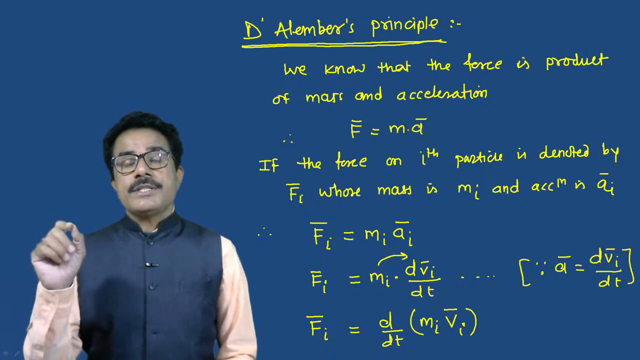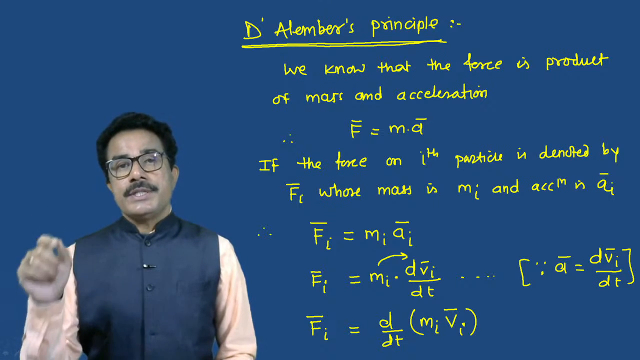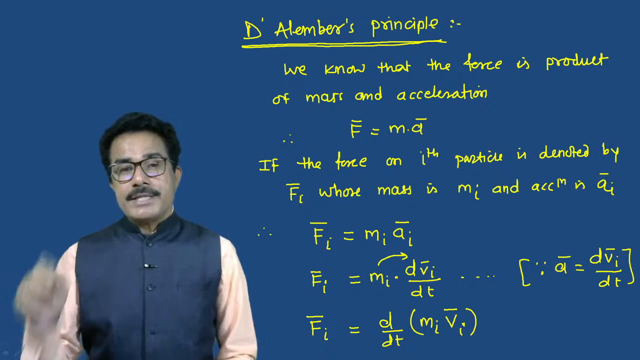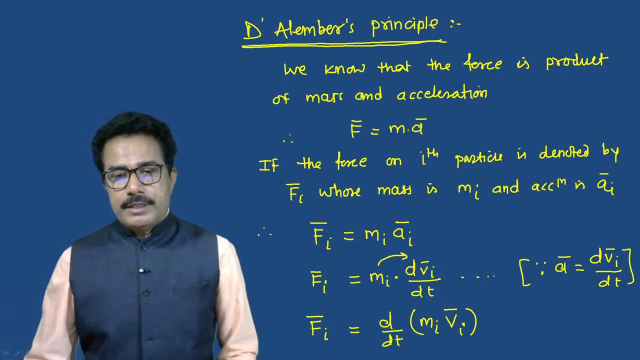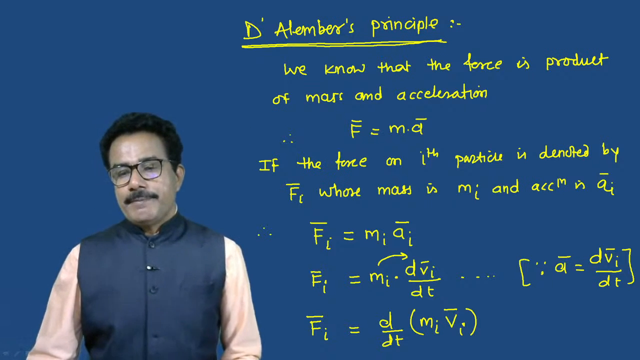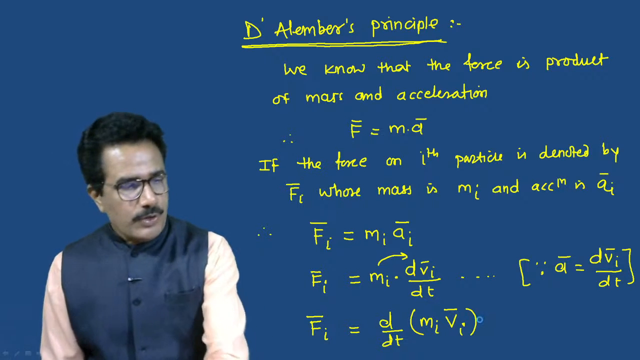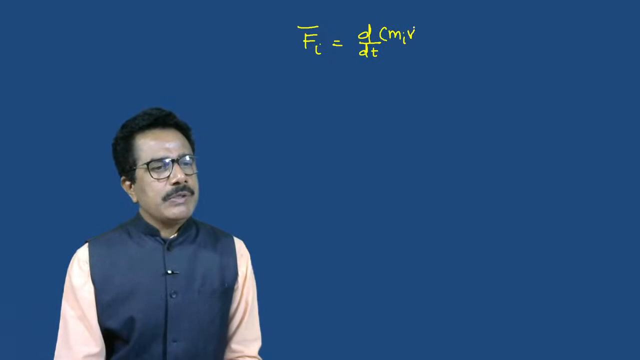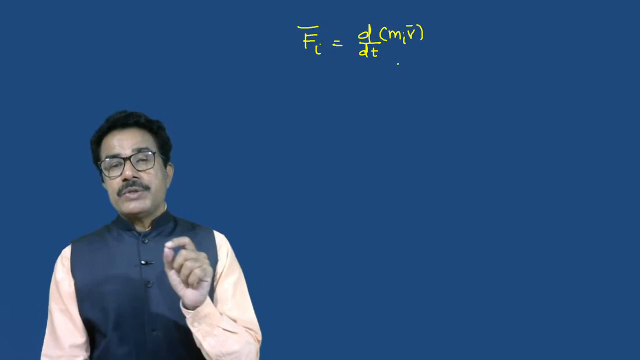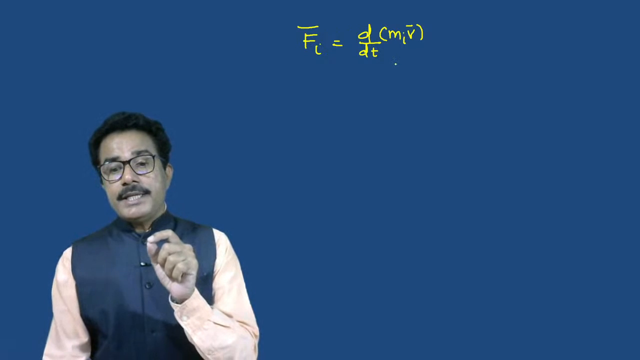To answer, what is the formula for mass into velocity? You know that mass into velocity means what? I shall discuss this. So we can write Fi bar, which is equals to d by dt of mi into vi. Mass into velocity means the linear momentum.